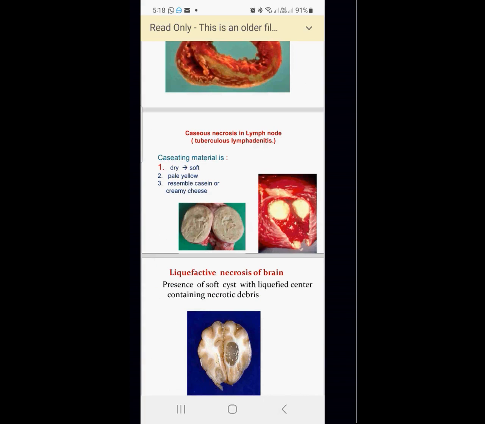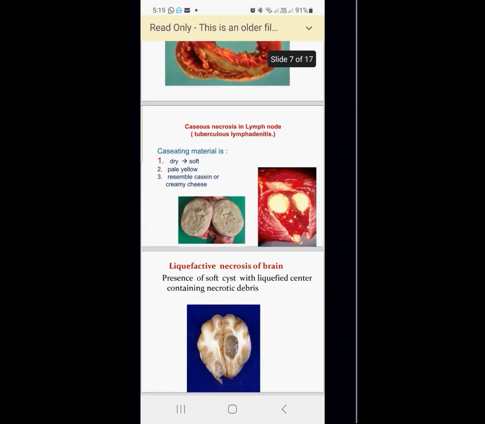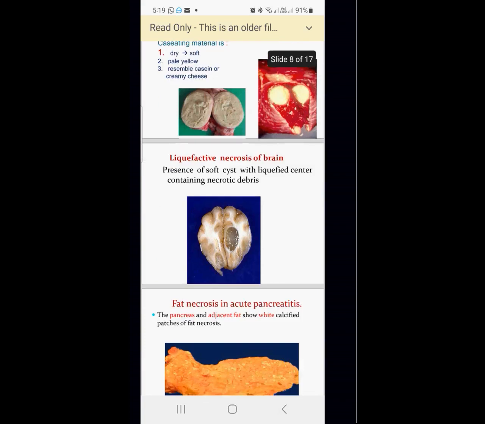A liquefactive necrosis common to occur in the brain, and presence of a soft cyst with liquefied center containing necrotic debris. شايفينها usually in a form of cyst تلقى liquid زي liquefactive necrosis. يحصل cell death ويحصل لك production of fluid materials. From its name، الباثولوجي ده زي ما قلت لكم اول يوم، الباثولوجي ده اجمل حاجه فيه انه اللي بتشوفه بعينك عنده كاركتر، هو اسمه ده اسمه، ما عنده حاجه مختلفه.